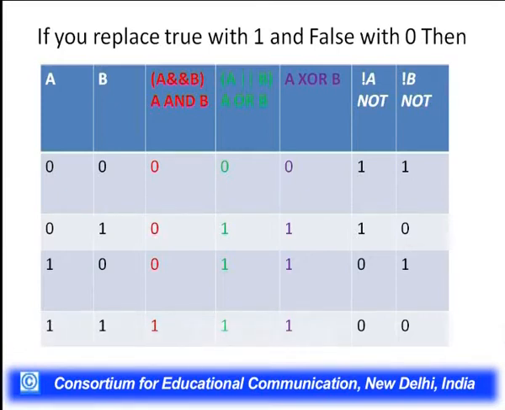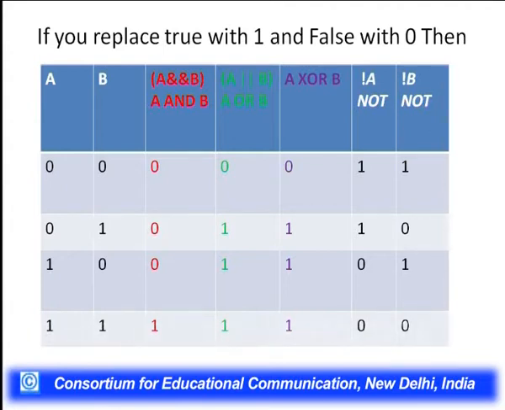Next, A is 1 and B is 0, and if we apply A and B, then the result is 0. If any one input is false, then definitely the result will be false. And if we apply the OR operator on A and B while A is 1 and B is 0, then the result is 1. Why is it 1? Because any one input is 1, the result is 1, because it is true.